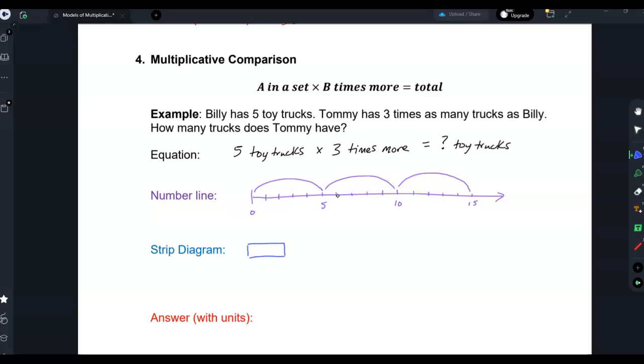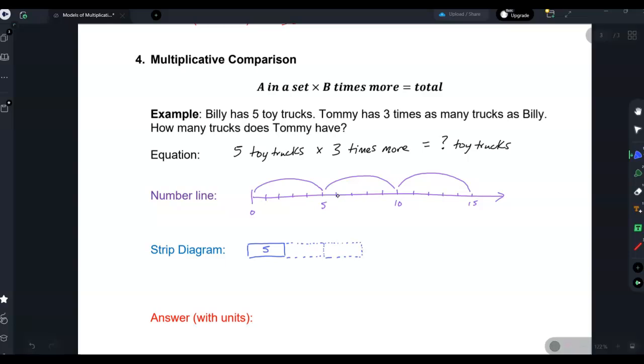For multiplication, let's just start with what we have. We started with the 5 toy trucks that Billy has, and then we're going to repeat that. I'm going to use a dashed line. You wouldn't have to, but it shows this is what we're increasing it by. I'm trying my best to make that roughly the same size. So that's another 5, and that would be 2 times as many, because the original 5 is 1 times as many, then 2 times as many, and then finally 3 times as many. That would be a good strip diagram to show. And if you want to label those as 5s in there, you can.